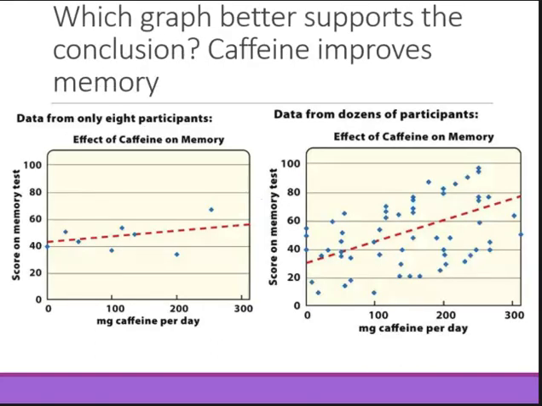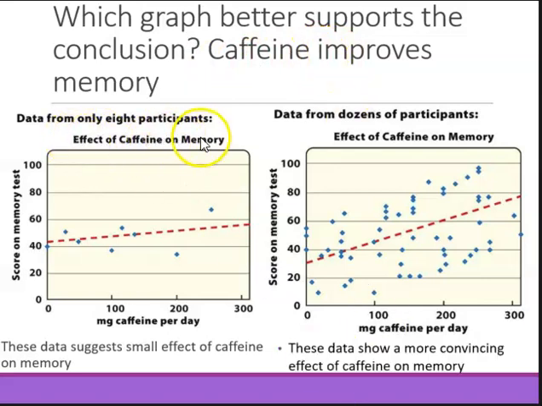So if you take a look at these two graphs, which graph better supports the conclusion that caffeine improves memory? Here you have data from only 8 participants. So we can see that we have 8 participants in this study. They are asked to take a memory test and given different milligrams of caffeine per day. Now, this data will suggest a small effect of caffeine on memory.